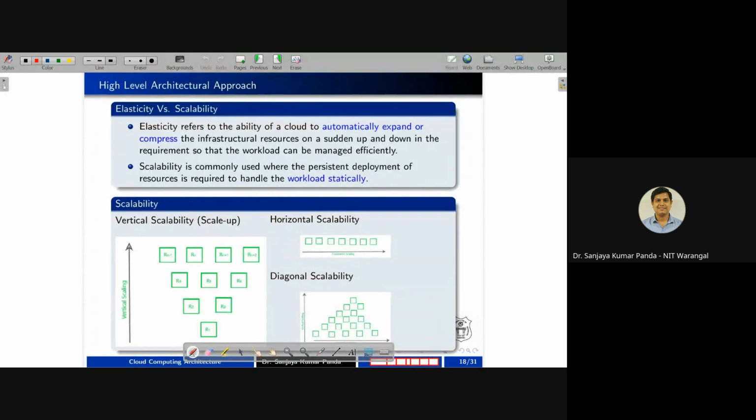Similarly, you can see architectures are also developed when you go for a high-level architectural approach. People have developed architectures based upon different types of characteristics. Like we have seen in the previous lecture about different characteristics, like on-demand self-service, broad network access, measured service, right? Elasticity. So many services we have seen. But there is a difference between elasticity and scalability. Generally, elasticity refers to the ability of a cloud to automatically expand or compress.